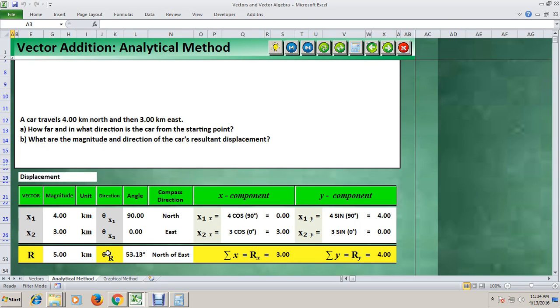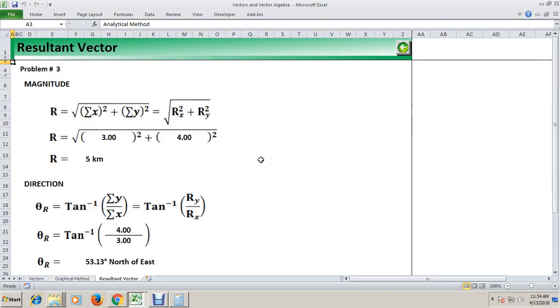How did we come up with 5? Let's see the computation. Again, we employ the Pythagorean theorem in order to compute for the magnitude of the resultant vector. So you have 3 squared plus 4 squared. 3 squared is of course 9. 4 squared is 16. 16 plus 9 gives you 25. Square root of 25 gives you 5. So that is the magnitude.